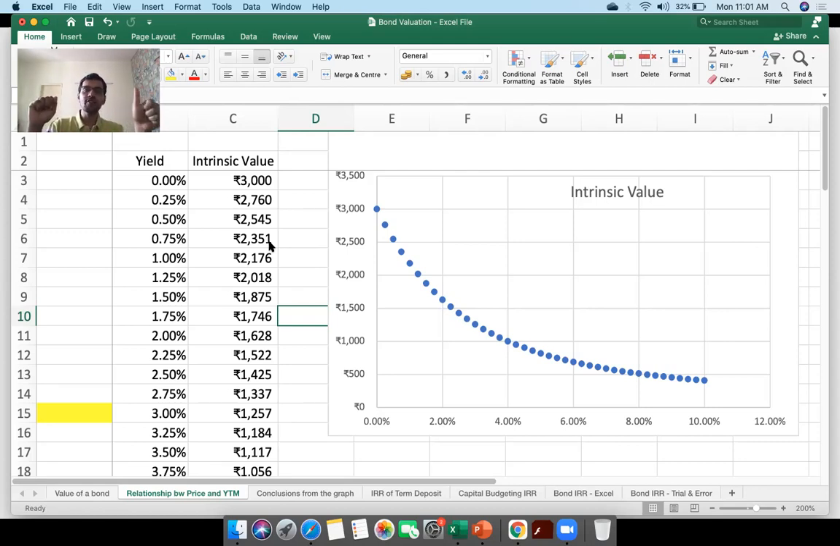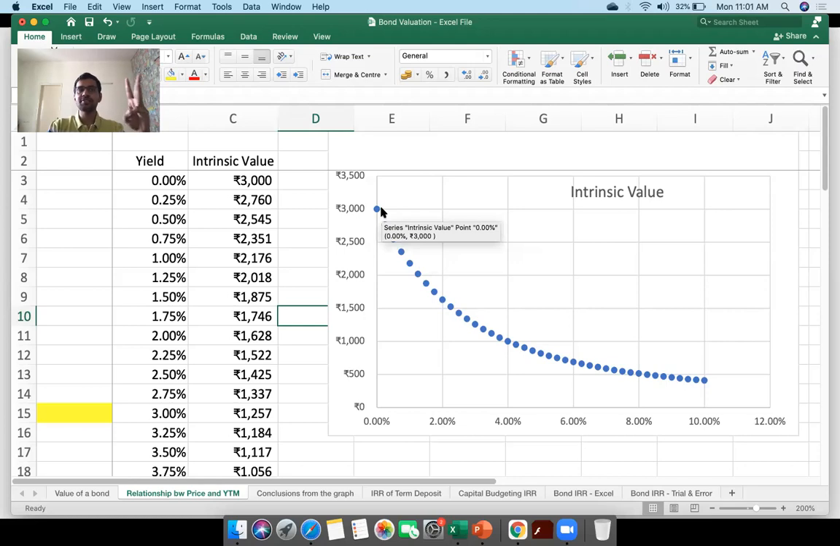One is a convex shaped curve and the other is a concave shaped curve. This is a convex curve. The bond price graph is a convex curve, like the bond price and yield relationship is captured through a convex curve. The word convex is also important. I would like you to remember that because we're going to revisit it at a later point in time.